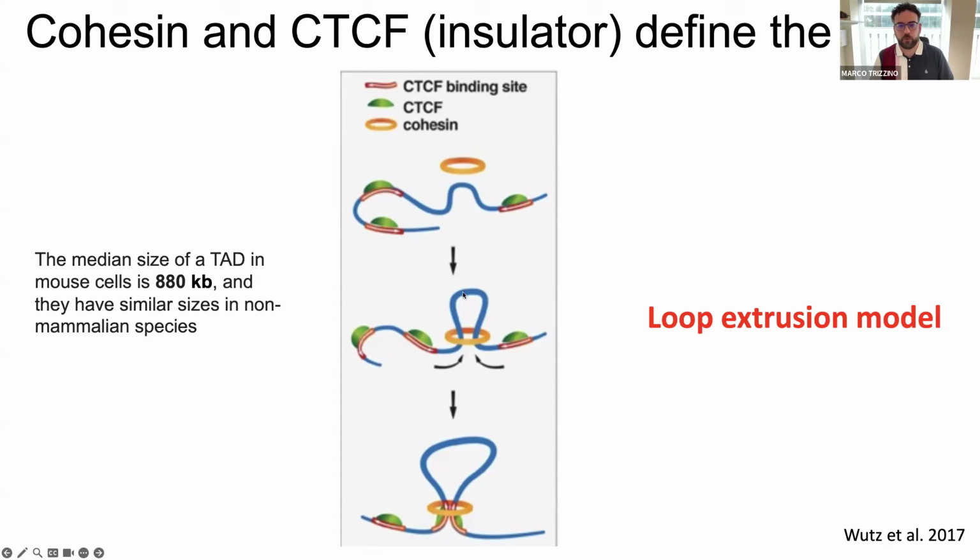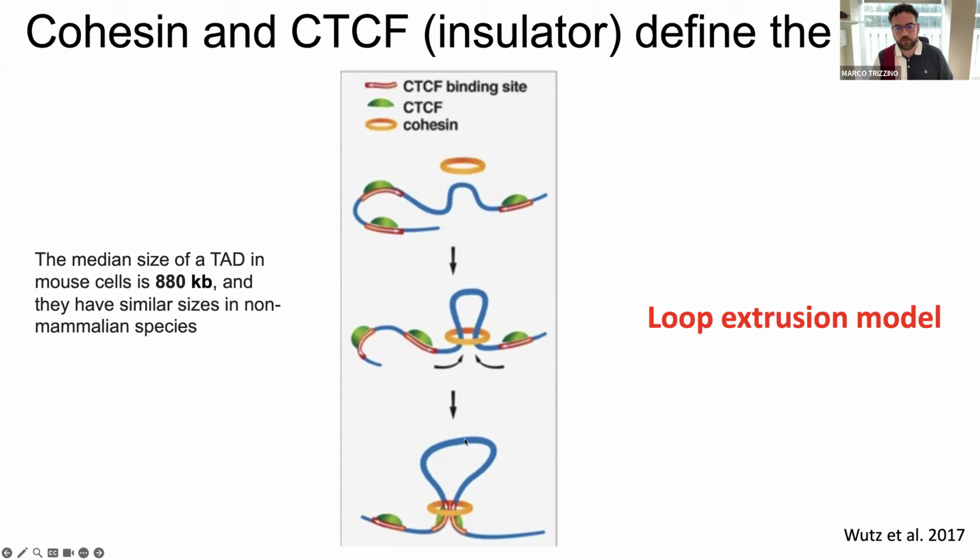And cohesin will pull and pull and pull until, as you see in green, 2 CTCF molecules. CTCF is the transcription factor which will recognize a specific binding motif here. CTCF will bind here and here. Cohesin will pull and pull and pull until the 2 CTCF molecules meet each other. And this is called the TAD boundary. The TAD boundary is determined by binding of CTCF and cohesin.